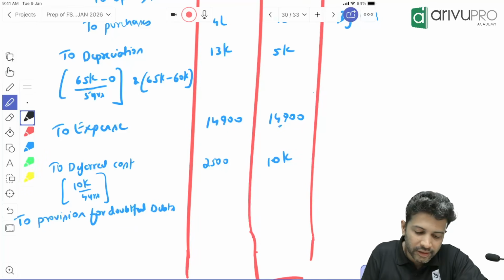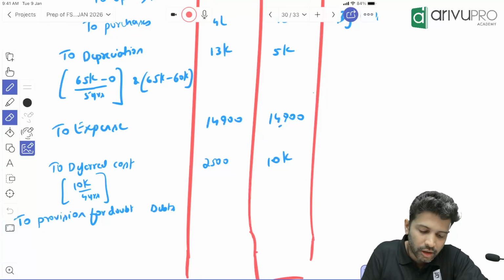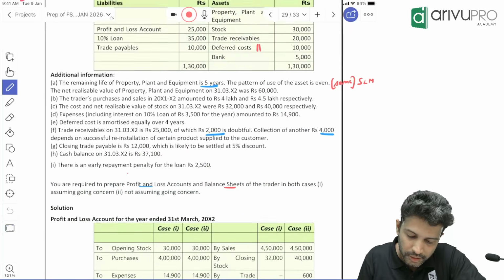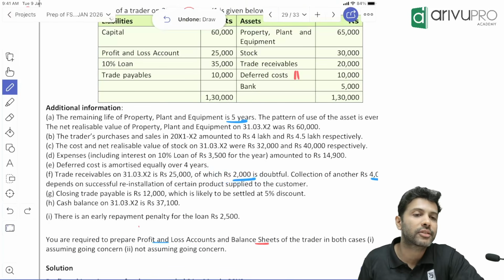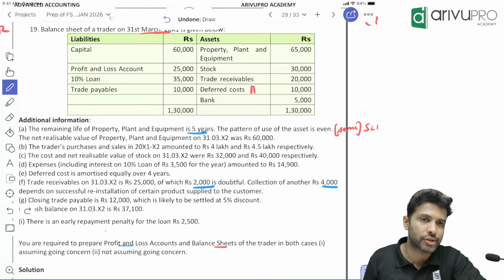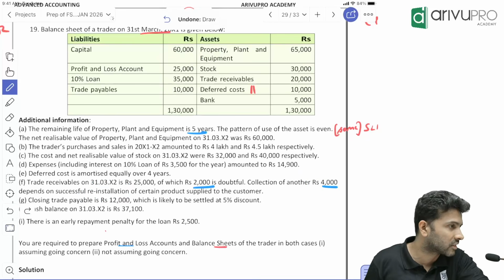If the entity is a going concern, how much do you think will be the provision for doubtful debts? Only 2,000. Because if the entity is expected to continue, then maybe we will do this reinstallation. So that means we'll be able to collect this amount.